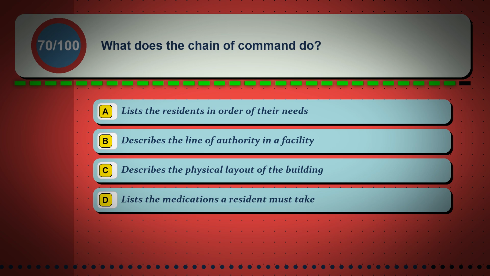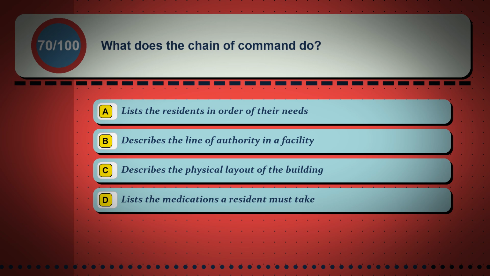Question 70. What does the chain of command do? Option A lists the residents in order of their needs. Option B describes the line of authority in a facility. Option C describes the physical layout of the building. Option D lists the medications a resident must take.